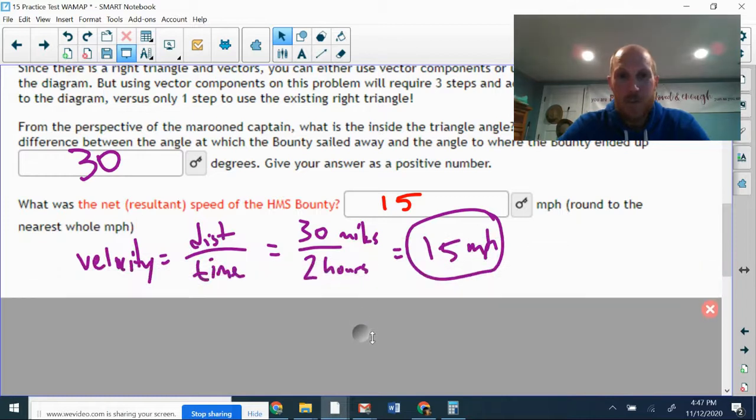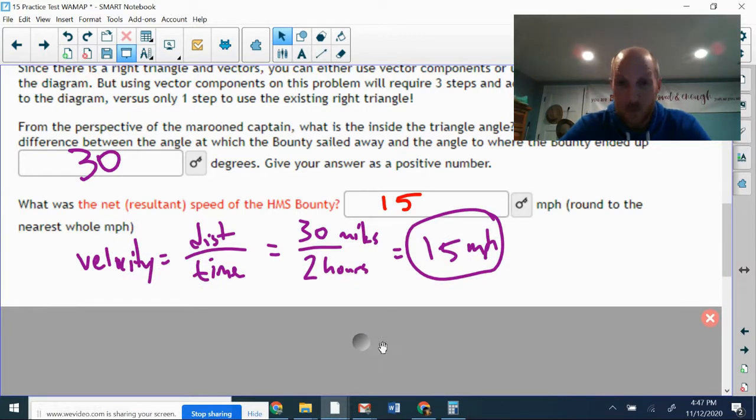Net speed of the HMS Bounty, that's the red vector in that diagram. I am told it goes 30 miles and it takes 2 hours to do it. I remember that velocity is distance divided by time, so I divide to get 15 miles per hour.